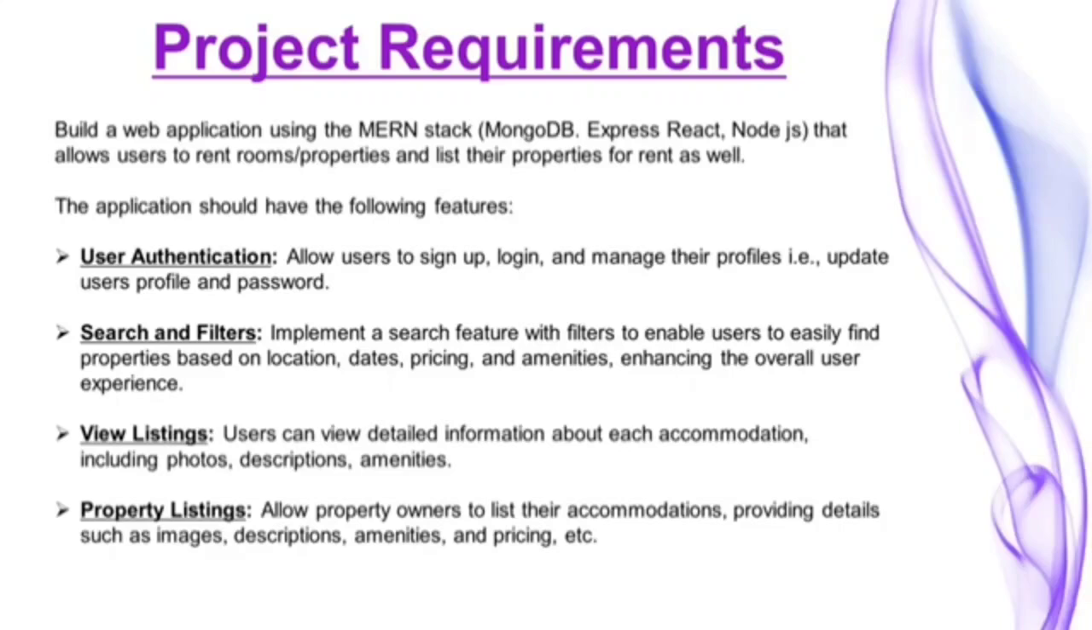Second is the search and filters, that is to implement the search feature with filters to enable users to easily find properties based on location, dates, pricing, and amenities, enhancing the overall user experience. Third is to view listings, that is users can view detailed information about each accommodation including photos, description, and amenities. Fourth is the property listings, that is to allow property owners to list their accommodations, providing details such as images, description, amenities, and pricing, etc.